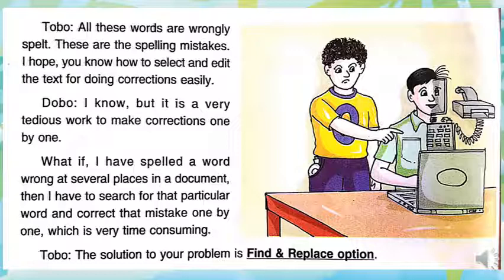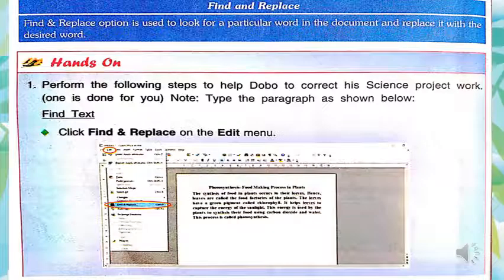What if I have spelled a word wrong at several places in a document? Then I have to search for the particular word and correct those mistakes one by one, which is very time consuming. Then Dobo says, the solution to your problem is the find and replace option. The find and replace option is used to look for a particular word in the document and replace it with the desired word. Let's see how find and replace works.